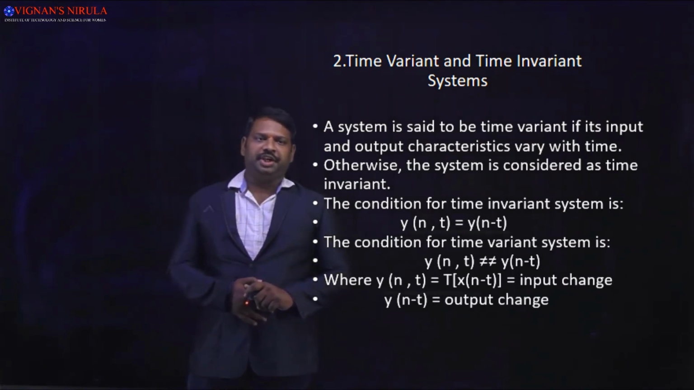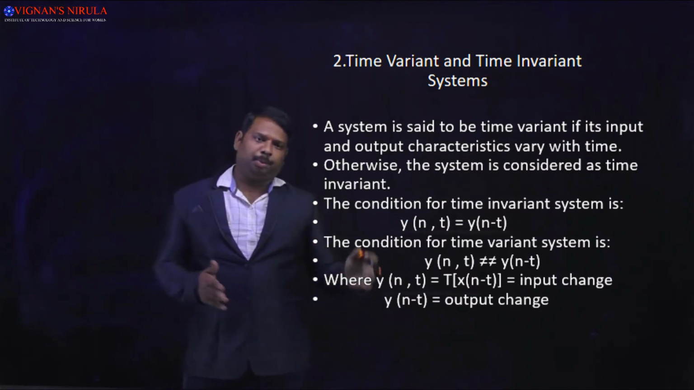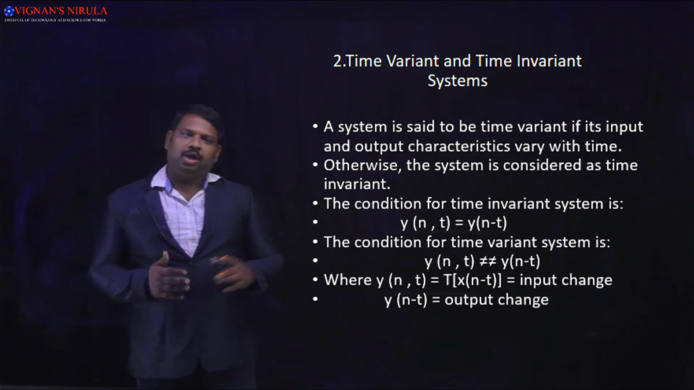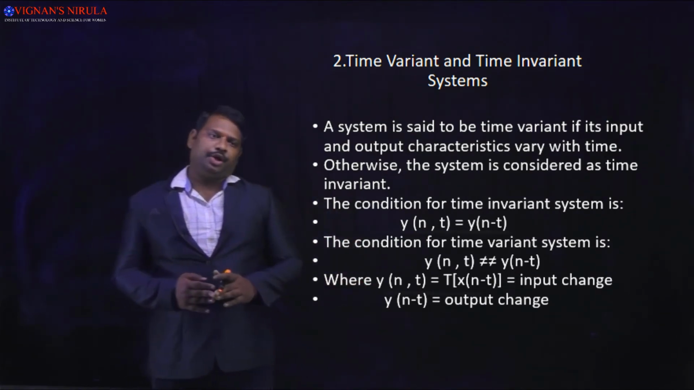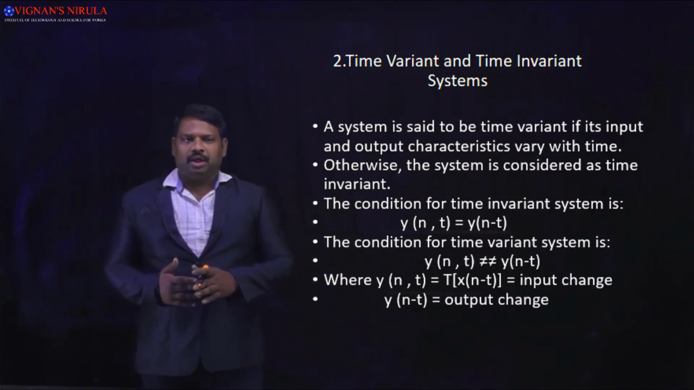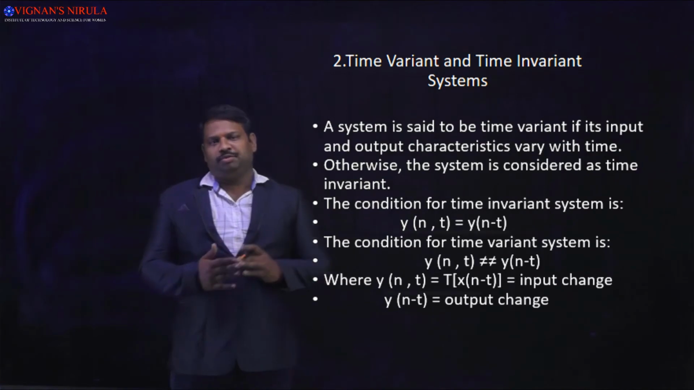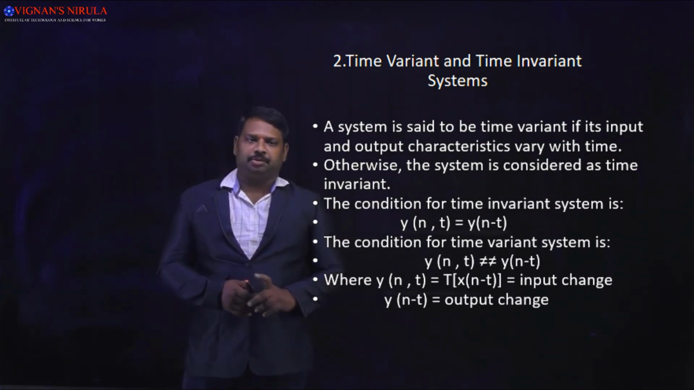That is, the output change and the input change will be different. Taking the input change and producing the output is one thing, and changing the output itself is another. If both are equal, then by default it is called time invariant. If both are not equal, then it is called a time variant system.